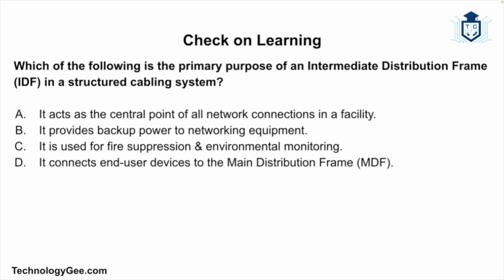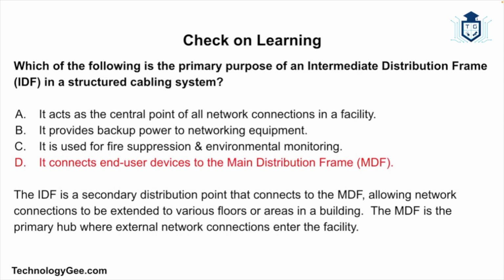Now, with all of that being said, let's do some check on learning. Which of the following is the primary purpose of an intermediate distribution frame in a structured cabling system? Is it acts as the central point for all network connections in a facility? Is it provides backup power to networking equipment? Is it used for fire suppression and environmental monitoring? Or is it connects end user devices to the main distribution frame?